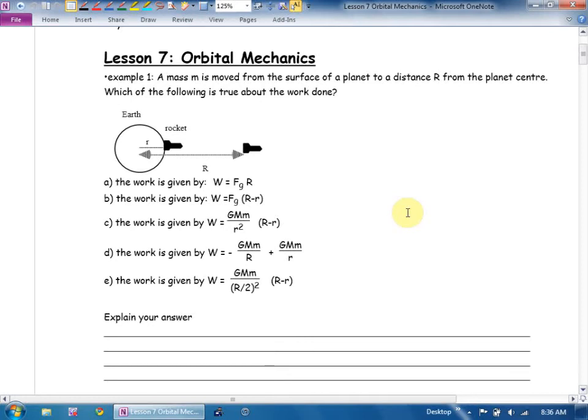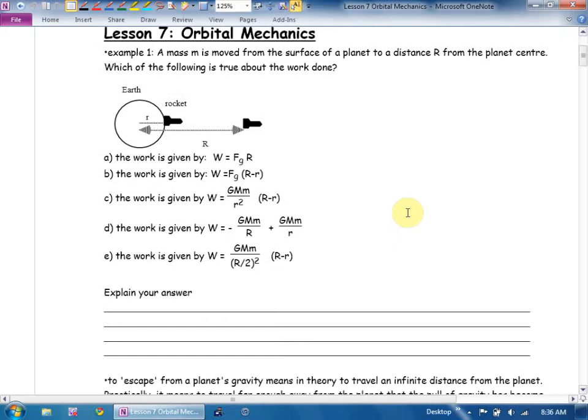Lesson 7, orbital mechanics. So all we're going to be doing is trying to fine-tune a few specific examples and see if we can recognize what's going on in terms of work and energy and forces. So a mass, little m, how about that little rocket, is moved from the surface of a planet to a distance, big R, from the planet's center. Lovely picture right there.